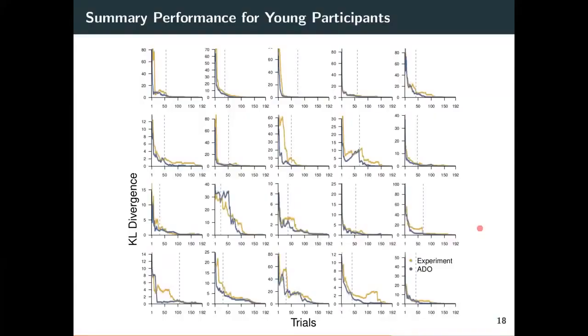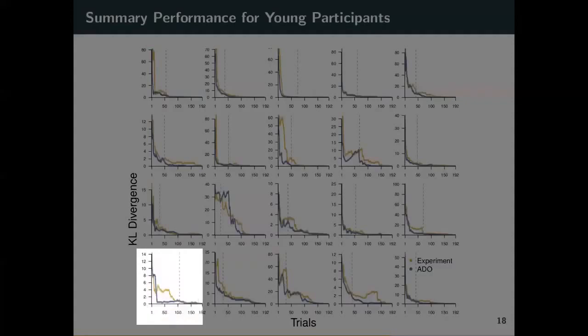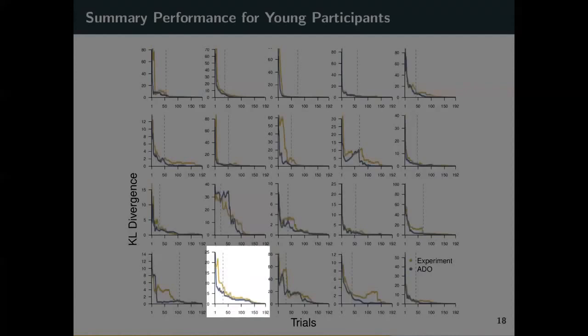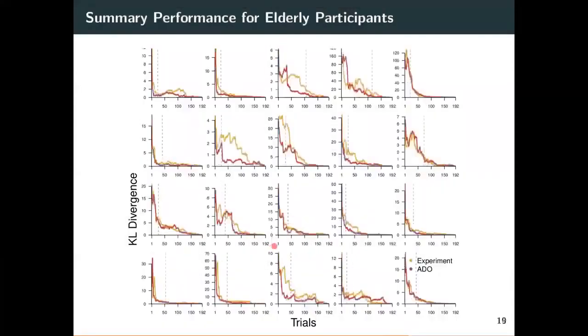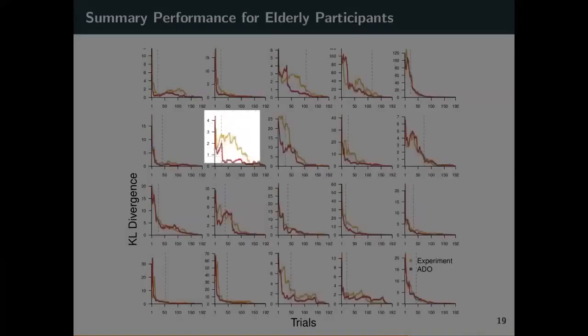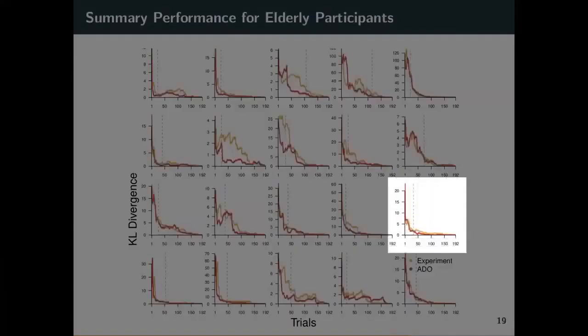Here's that graph of summary performance for all 20 of the young participants. We can see that adaptive design optimization usually outperforms the experimental order, sometimes by a lot, often only by a little and early on in the trial sequence, and there are some exceptions, but overall adaptive design optimization does lead to some improvement. Here are the same patterns of results for the elderly participants, and we see the same sorts of features. Adaptive design optimization is generally better, often by a lot, sometimes only by a little, and there is the occasional exception.